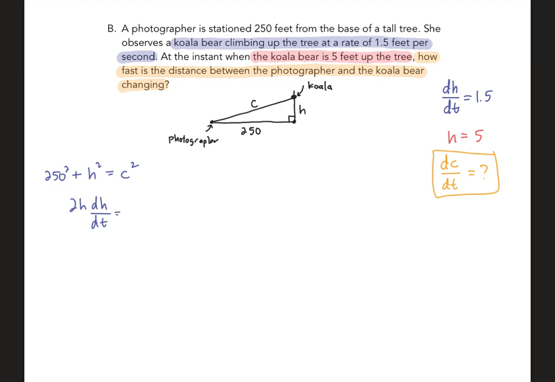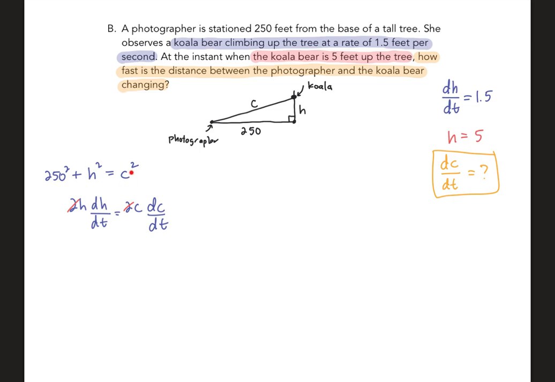The derivative of c squared is 2c dc/dt. If we want, we can cancel out those 2s, dividing both sides by 2, just to simplify it. Now look back, we want dc/dt, so that's good, that's in our expression. We're given h and dh/dt, but we're not given c, so we have to go back and solve for it. That's not uncommon.